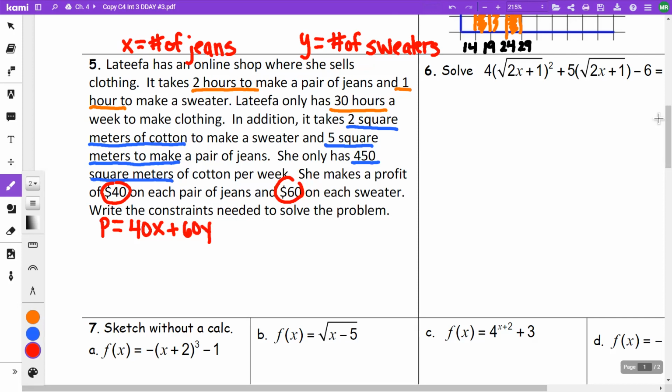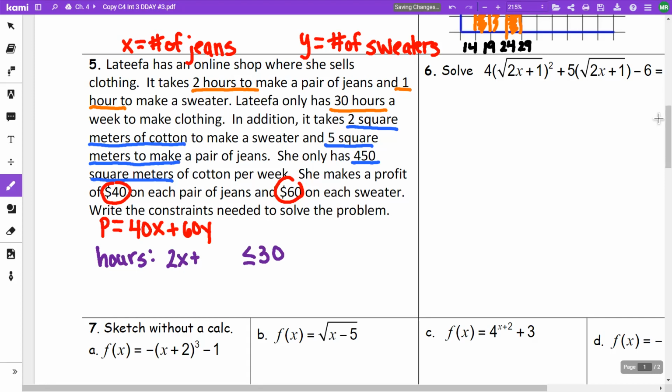That's your objective function. Now, the constraints are going to be restrictions on different resources. So one of them is going to be on hours. I'm going to write an inequality on hours. We only have 30 hours a week. So I'm going to have less than or equal to 30. It's 2 hours for each pair of jeans, so 2 times X. It's 1 hour for each sweater, so plus 1 Y. That is going to be one constraint.